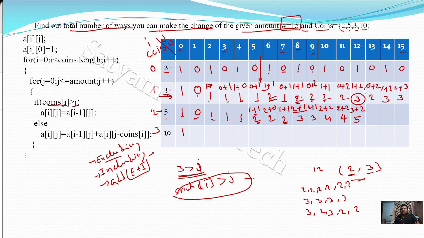Now we can see here it is 13. You can take the previous value, which is 2, without including the 5.